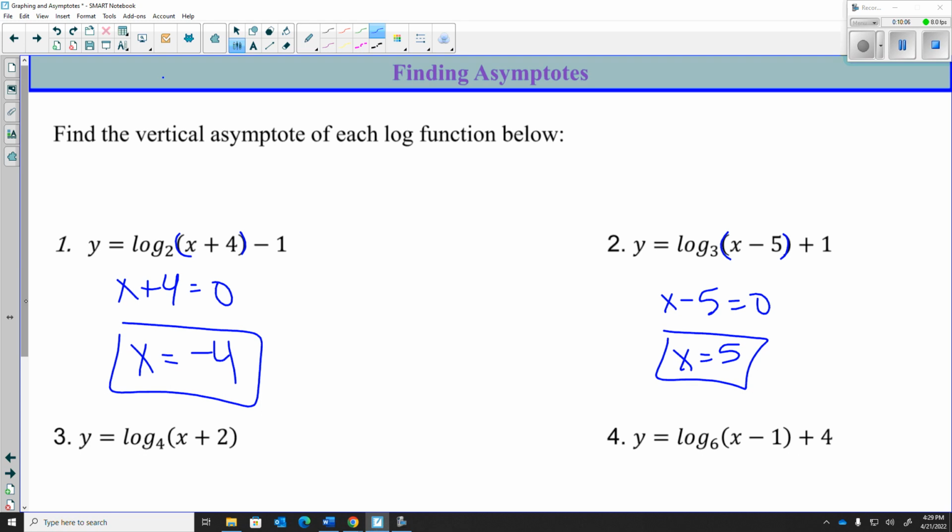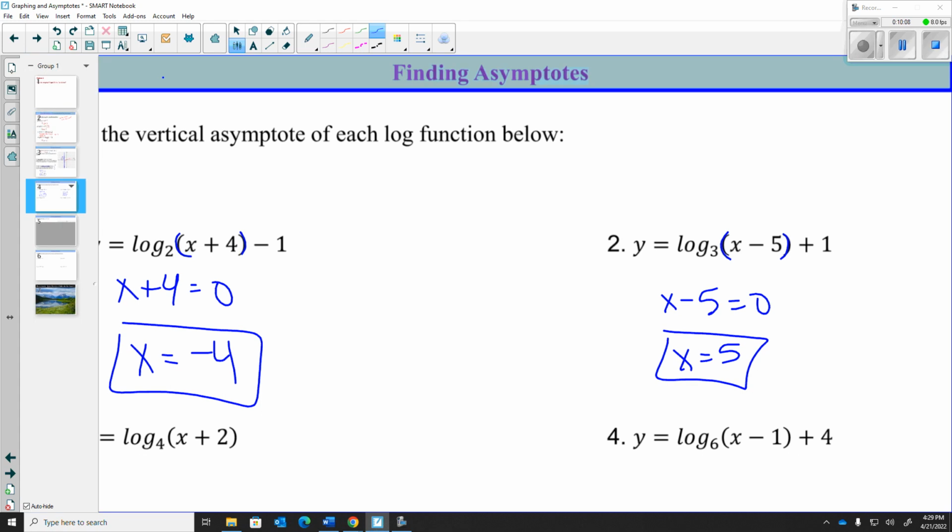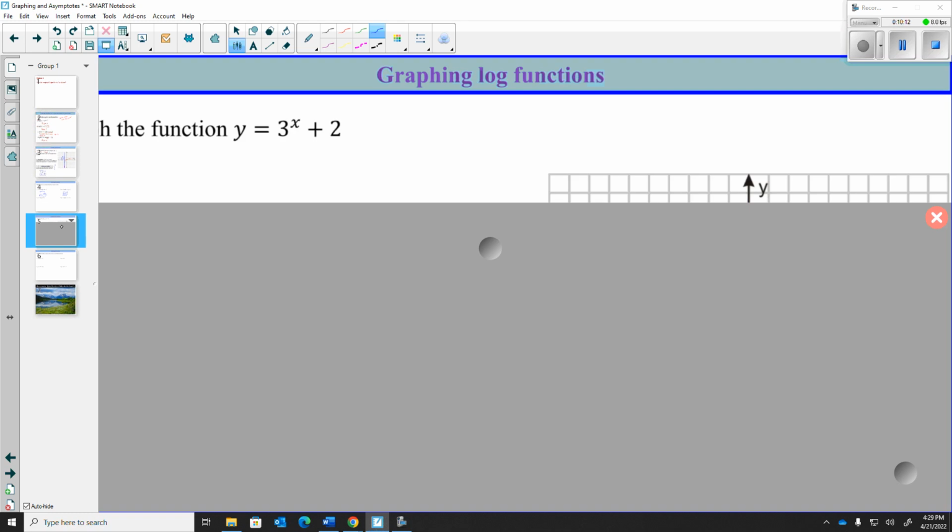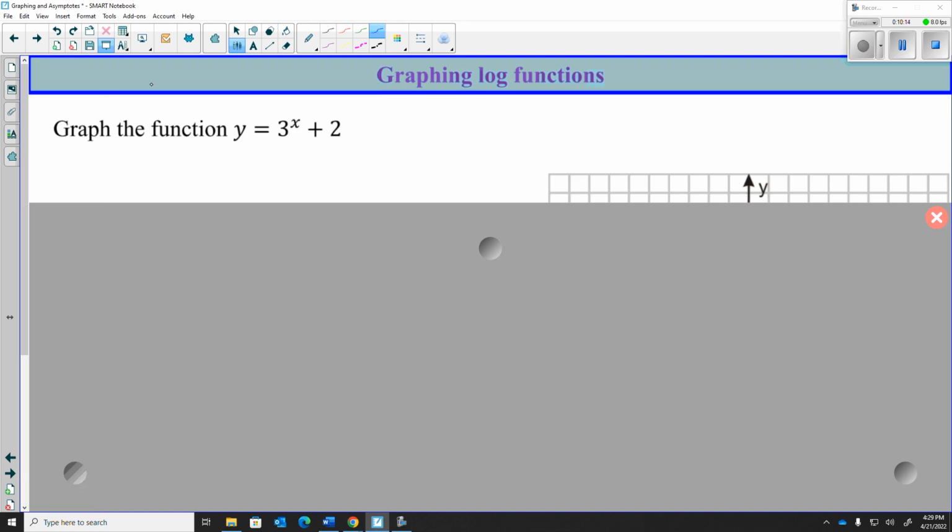So that is for a log graph. Now let's talk about when we're dealing with an exponential graph.